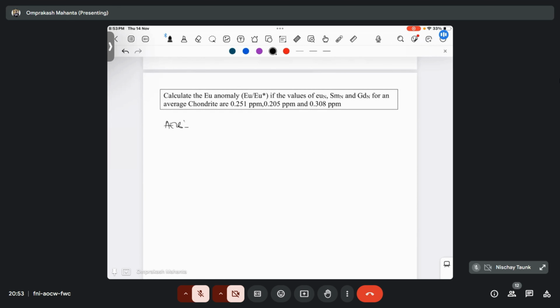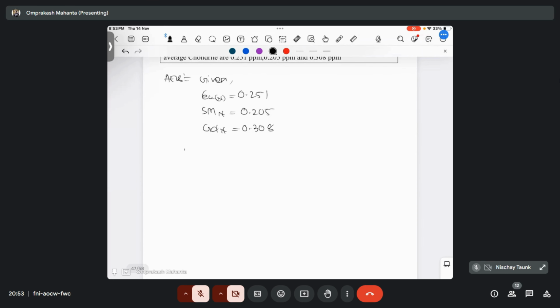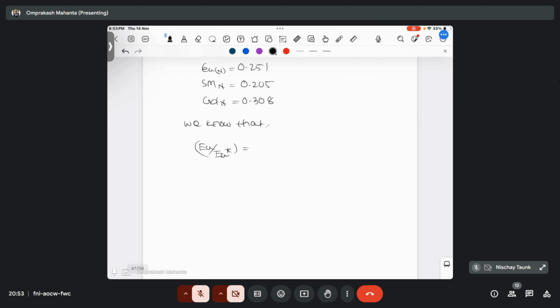Calculate the Eu anomaly, that is Eu by Eu star, if the given values are: Eun is 0.251, Smn is 0.205 and Gdn is 0.308. There is a formula for your Eu anomaly, Eu by Eu star. We know that Eu by Eu star, that is the Eu anomaly, equals Eun divided by the square root of Smn into Gdn.